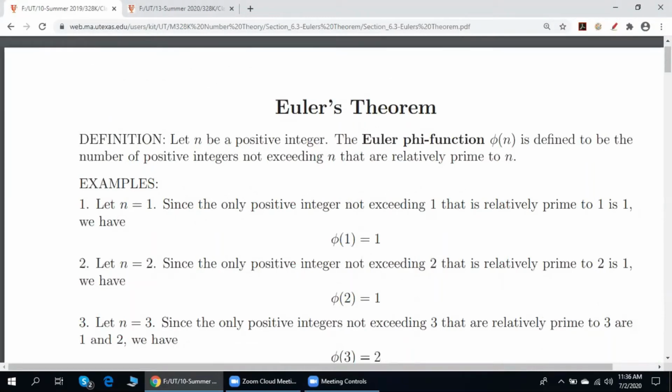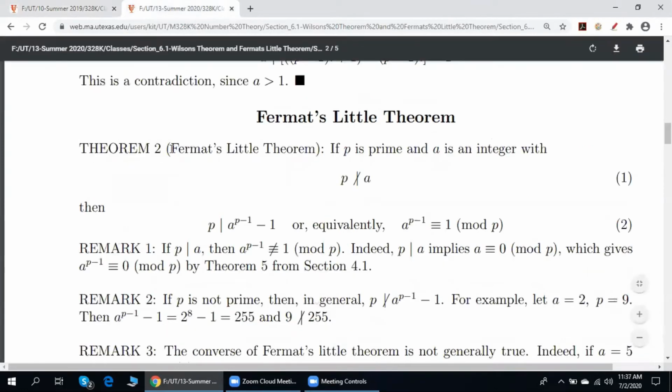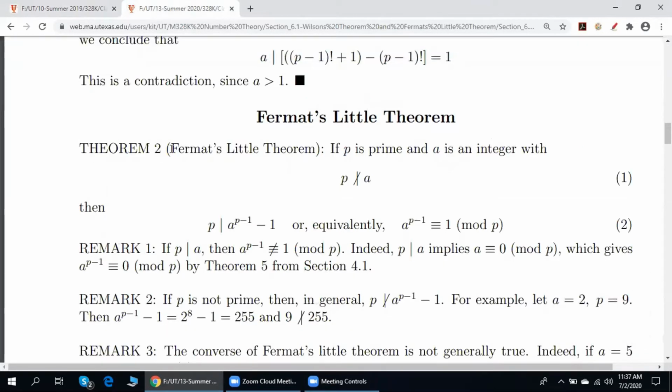Today we'll discuss section 6.3, Euler's theorem. Before we discuss Euler's theorem, let me go back to section 6.1. Please take a look at Fermat's little theorem. Fermat's little theorem says that a to the power p minus 1 is congruent to 1 modulo p.